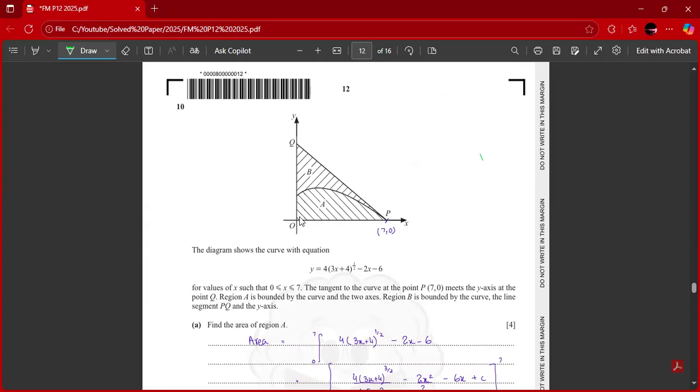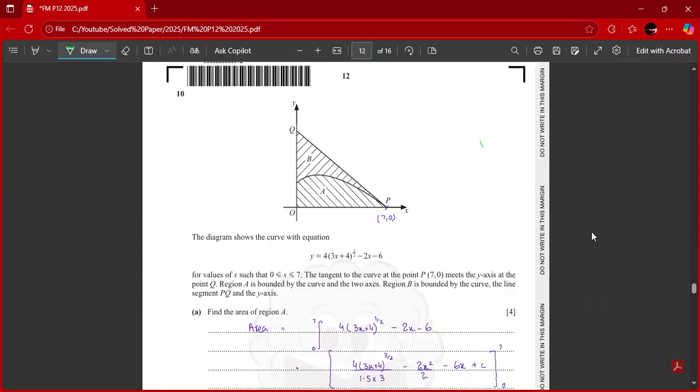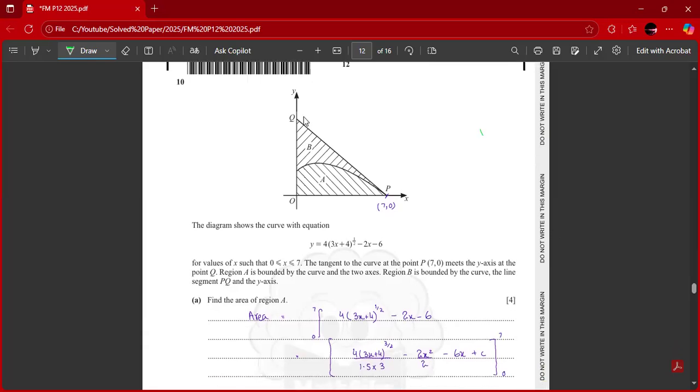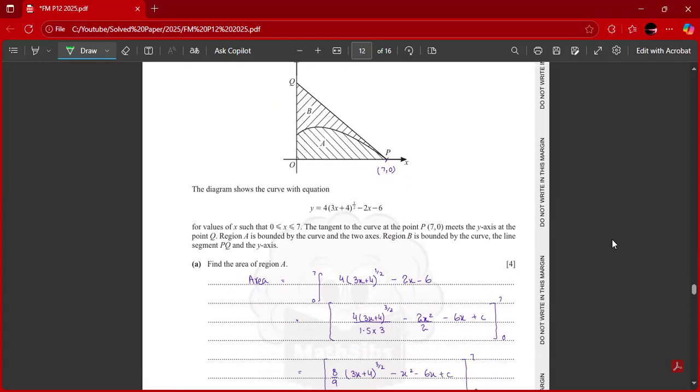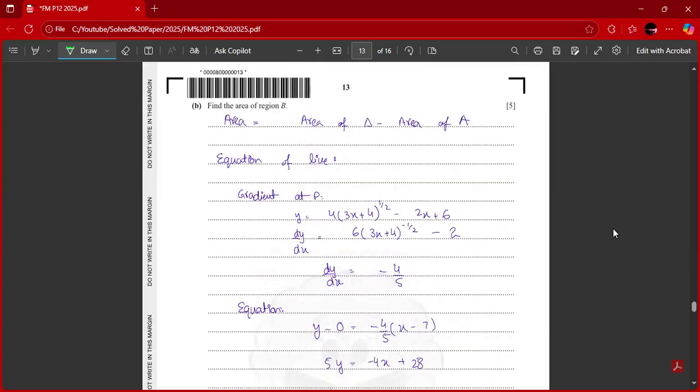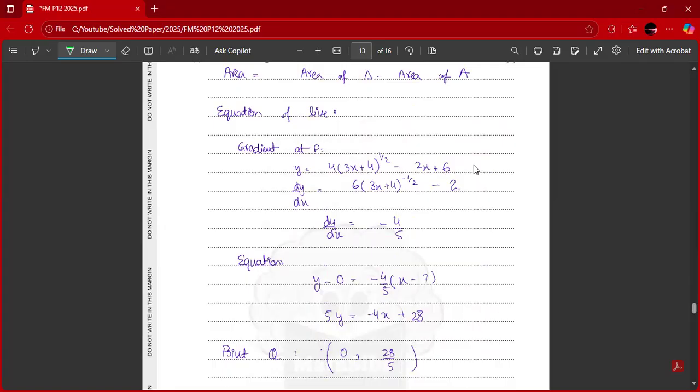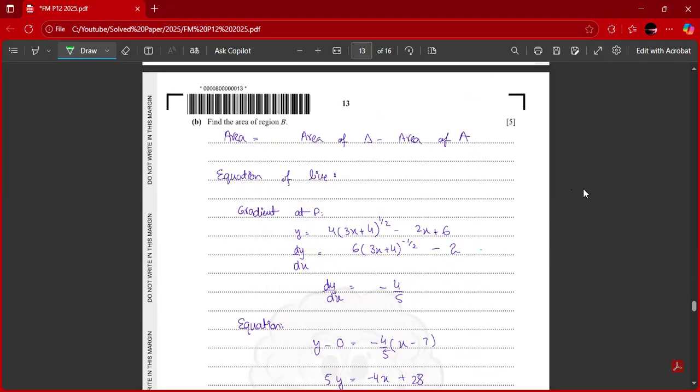For the area of the triangle, we need the base times height. But for that, we need the value of Q. And for the value of Q, we need this line's equation. And for that, we need the derivative at this point. So all the things are connected like a chain. So let's try to find the derivative at point P first. So dy over dx. We have the equation of the curve, so differentiating it and finding dy over dx. Dy over dx found. We know the values of the point x1 and y1 as 0 and 7. Substituting them, and we get this beautiful equation.